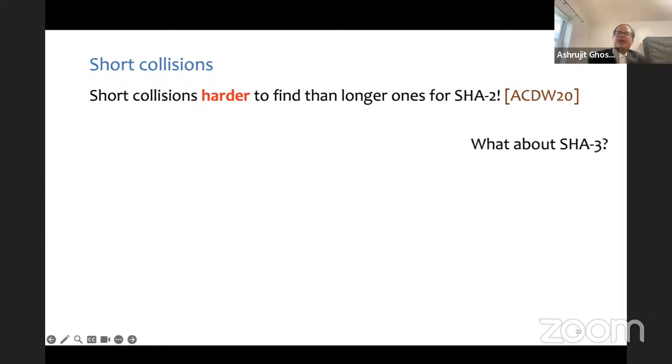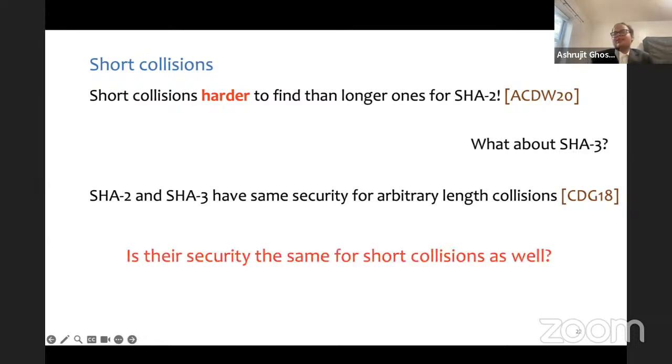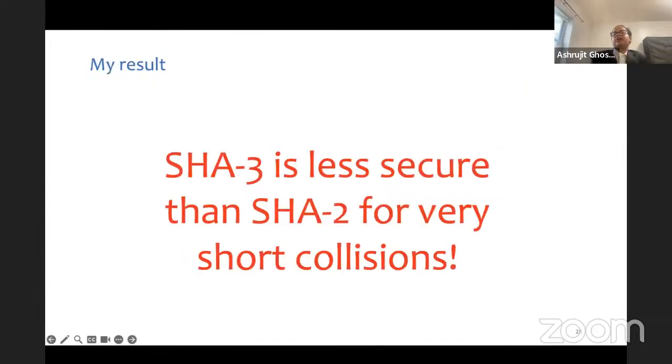The first was whether this is the case for SHA-3 as well. Moreover, it's well known that SHA-2 and SHA-3 have the same security against arbitrary length collision finding. So it's prudent to ask if they are equally secure for short collisions as well. My work answered this question, and rather surprisingly, we showed that SHA-3, which was supposed to be an improvement on SHA-2, is less secure than SHA-2 for very short collisions. In fact, the difference in structure of SHA-3 compared to SHA-2 is what leads to this reduced security. I'll talk about this result in more detail.